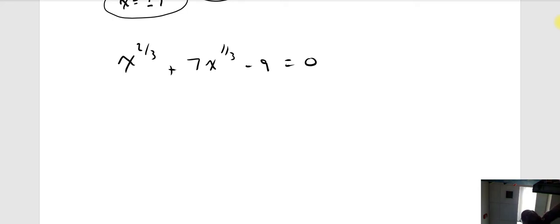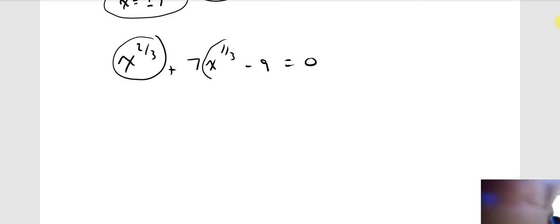Okay, this one's a tricky looking thing. What we're going to do is apply an algebraic substitution. You'll notice that x to the 2/3 is equal to x to the 1/3 squared. So before we solve this, we're going to make a little algebra substitution. I'm going to call u equal x to the 1/3.